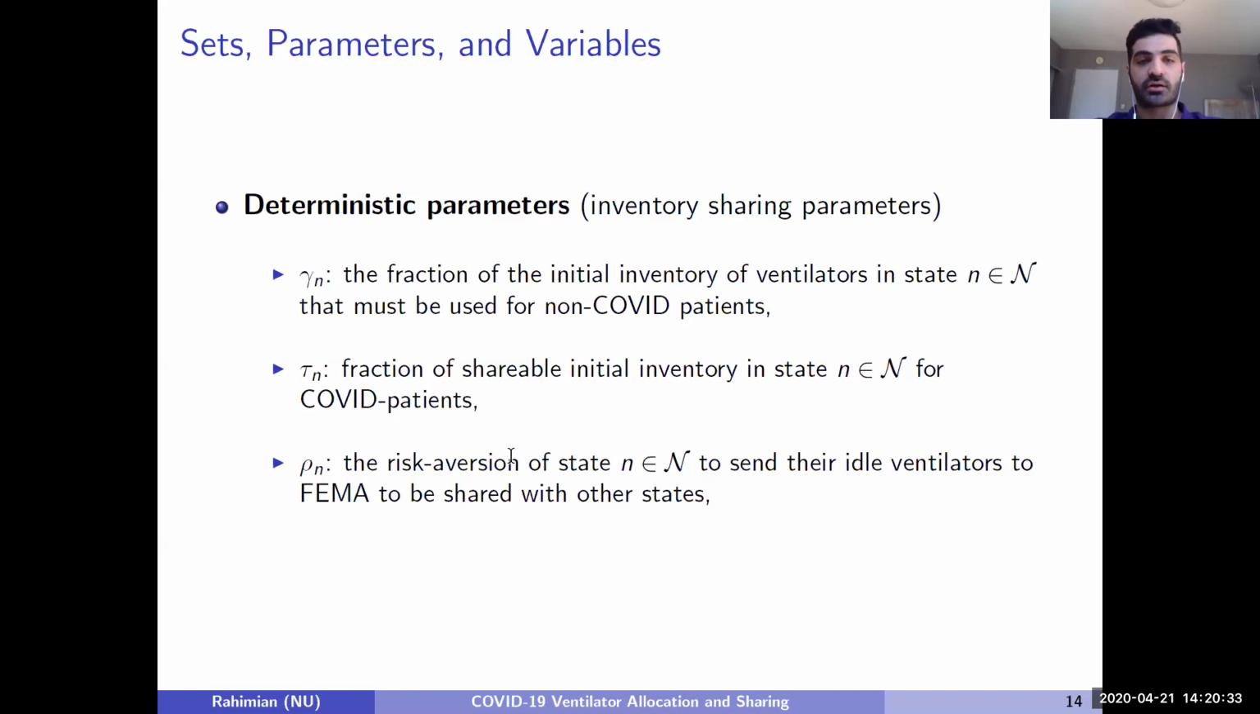And also the states are risk averse in order to share their ventilators with other states. They would like to consider a safety stock for their inventory. And if the level of inventory is higher than a threshold, they would be willing to share that with other states. Otherwise, they would not share that with other states. So the way that we have modeled this problem, as you can see, is by parameterizing this model using these three parameters that are going to have some impact on the output of the optimization model.